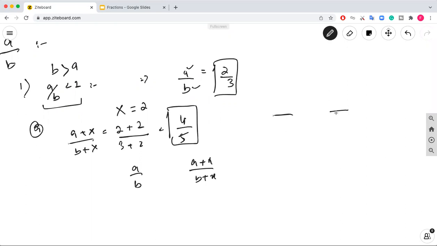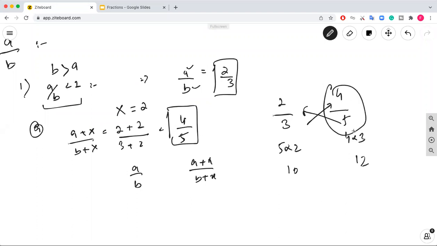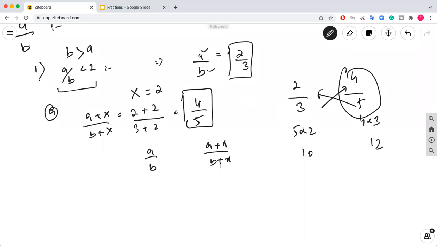Listen, I told you one thing earlier in some earlier session, that when you are just comparing two fractions, for example, this is 2 by 3 and this is 4 by 5, just cross multiply these. So this will become 5 into 2 and this will become 4 into 3. So this is 10 and this is 12. That's why the 4 over 5 fraction is greater, right? And here 4 over 5 is a plus x over b plus x. So that's why this is greater.